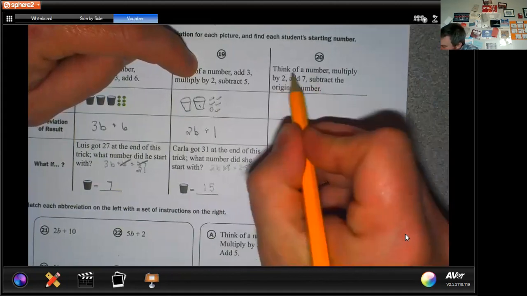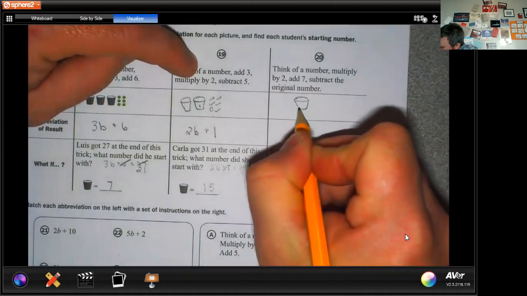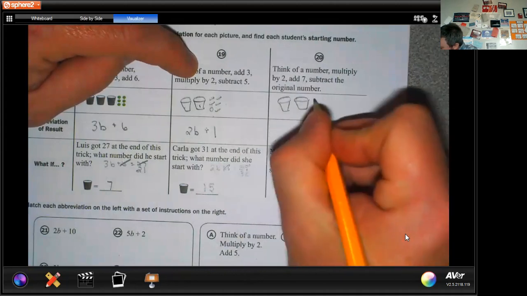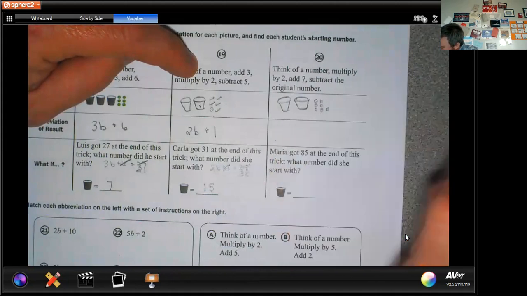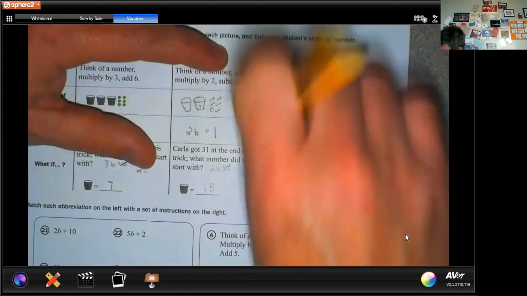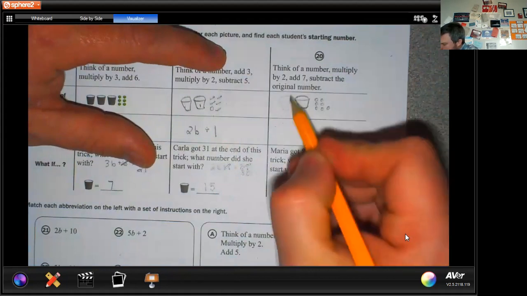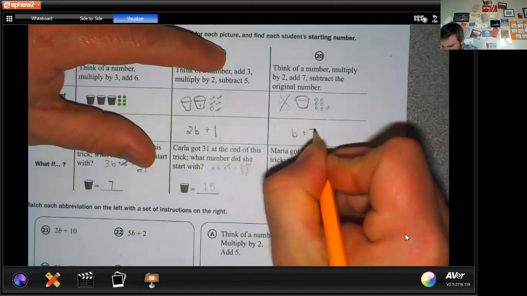Okay, think of a number. So I get a bucket. Multiply by 2. So 1 bucket times 2 is 2 buckets. Add 7. So 1, 2, 3, 4, 5, 6, 7. Subtract the original number. So then we're getting rid of one of the buckets. Or again, you can just cross it out. So I have a bucket plus 7.